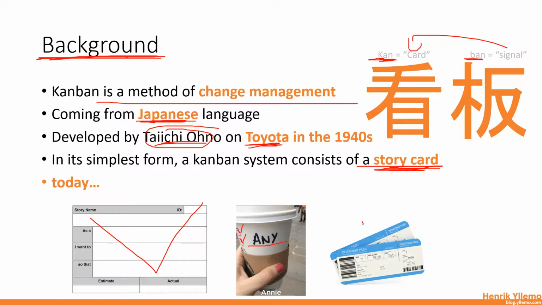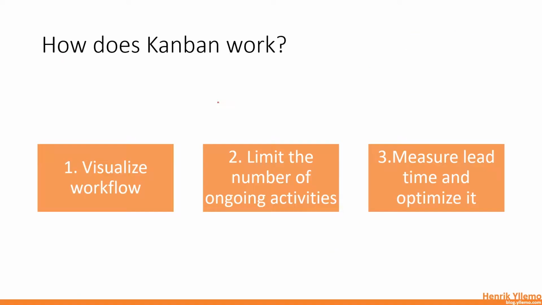Also, when you're out flying, you have a boarding pass. That's also a type of story card. It tells you where you're supposed to be sitting, and that's also a bit of a Kanban methodology. The thing that made Kanban hugely popular was that this guy, Taiichi Ohno, really made a huge change within Toyota when he introduced the Kanban system. So how did he do it?